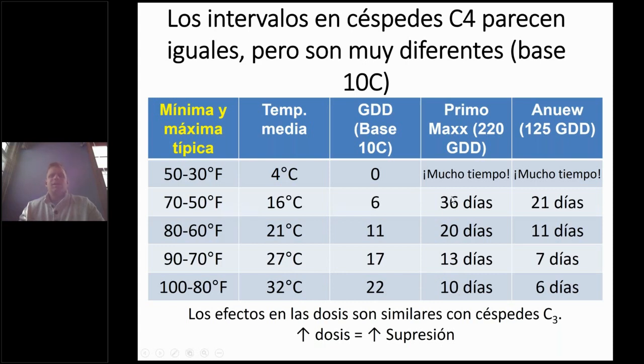And so we can see how if we were always applying on, say, a 2-week interval, there's a lot of times where we're probably over applying, we're applying too frequently. And if it's really hot outside, that 2-week interval may not be enough. And so we're not maintaining growth suppression.